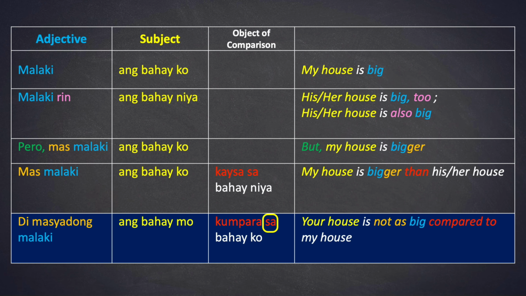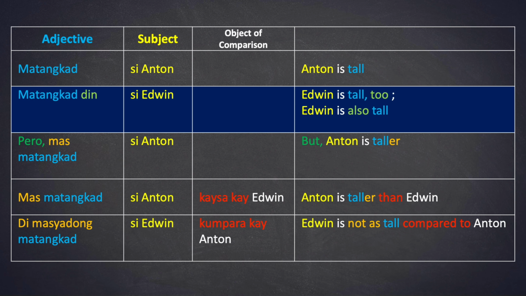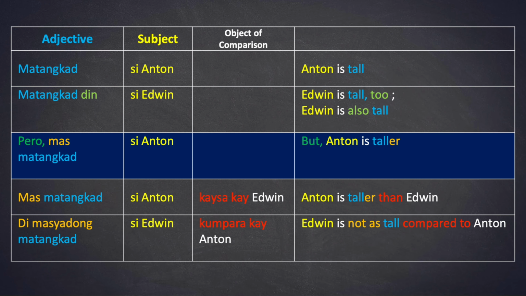Got it? Moving on. Matangkad si Anton. Anton is tall. Matangkad din si Edwin. Edwin is tall too, or Edwin is also tall. We use din because the adjective matangkad ends in a consonant. Got it? Moving on. Pero mas matangkad si Anton.